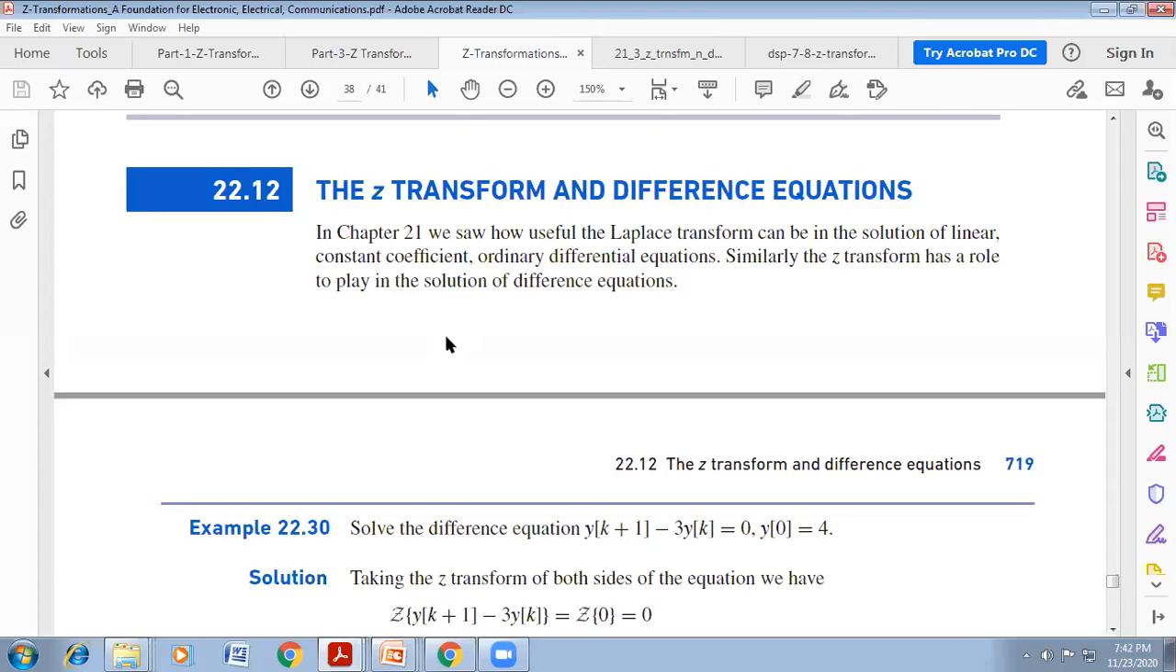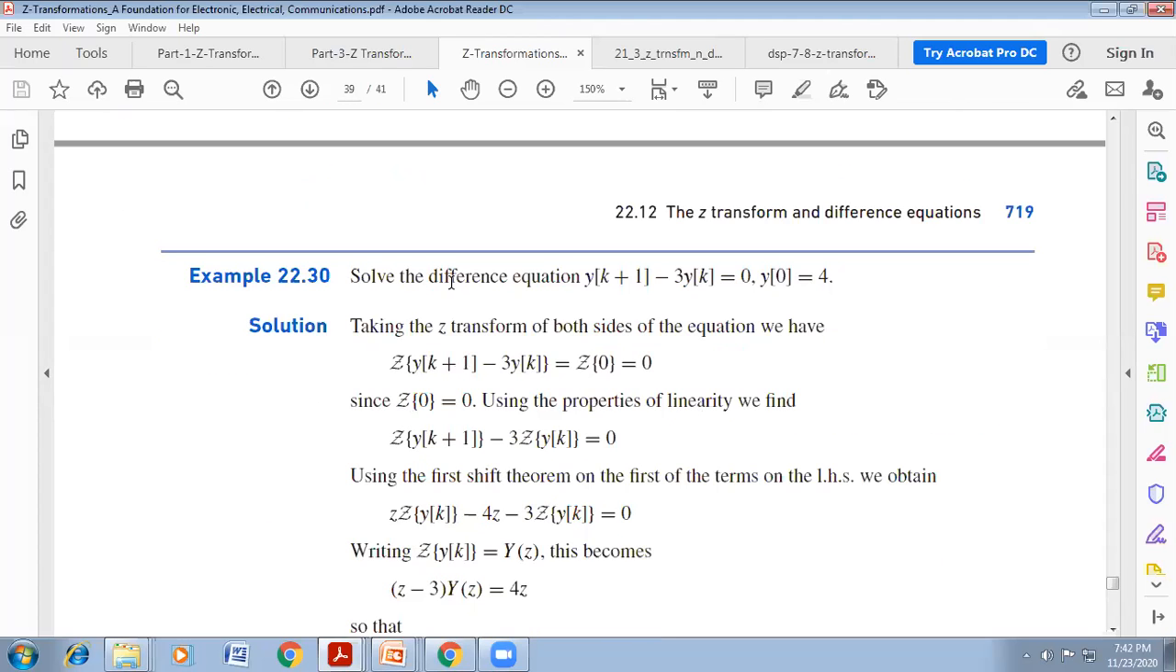Now this is our plan to study the Z transform and difference equations. Now solve the difference equation. This is an initial value problem: y(k+1) minus yk equals 0, where y0 equals 4. y is the dependent variable here and k is the independent variable. So for k equals 0, y equals what? 4.